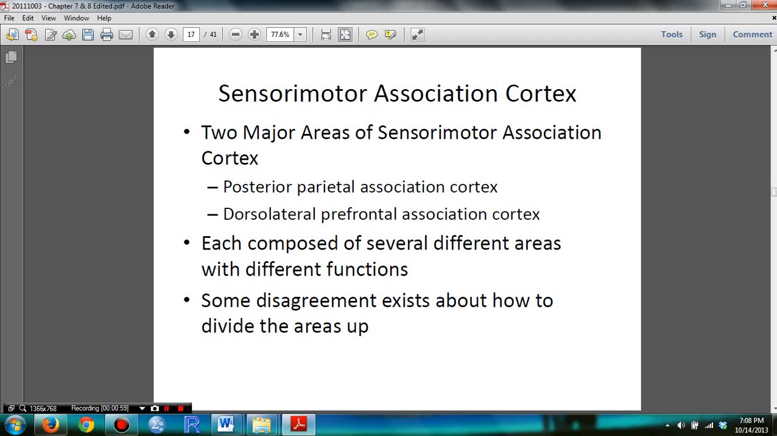And then there are two major areas of sensorimotor association. You need to know the posterior parietal association cortex and the dorsolateral prefrontal association cortex. Each is composed of several different areas with different functions. Just highlight that.